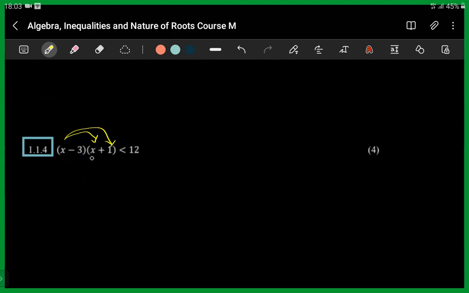So it's x times x, which is x squared, and then x times 1, which is x, negative 3 times x, which is negative 3x, and then negative 3 times the 1, which is negative 3, right? The 12 goes over to the left, so you have minus 12, and then this is 0.